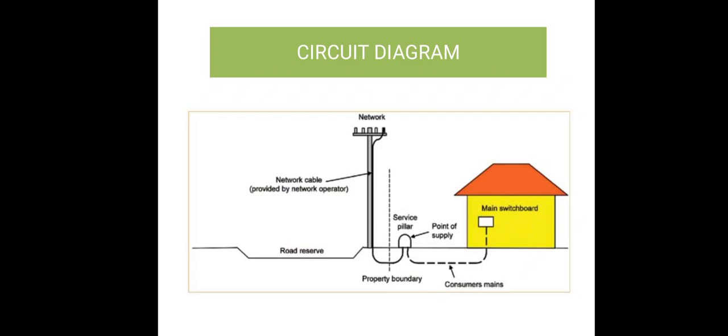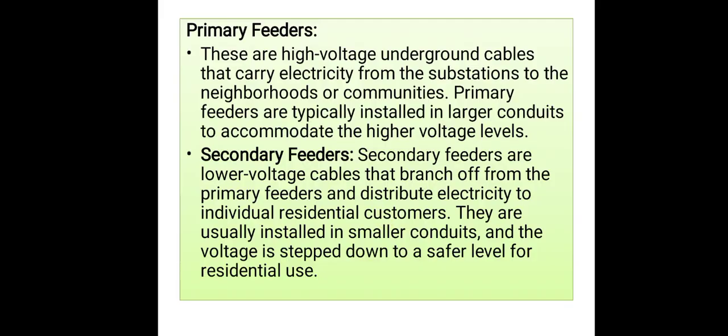Most control of the underground cabling system is at the point of supply, mainly on the residential area side, which is the control for the main switchboard. It contains the main circuit for the primary feeder. The primary feeders are high voltage underground cables that carry electricity from the substations to the distribution points. They are typically installed along conduits at a high voltage level.